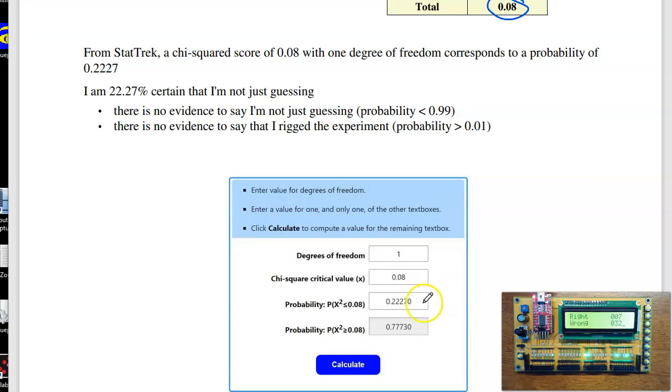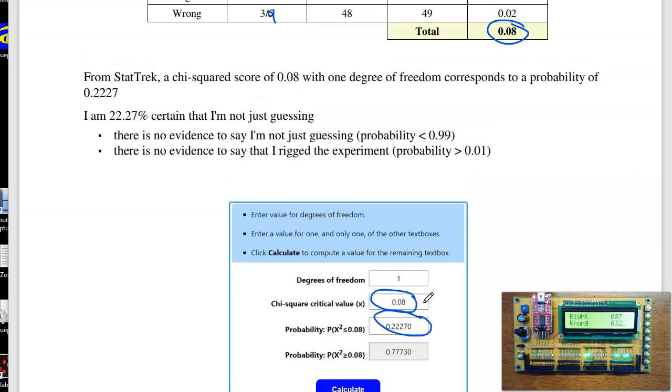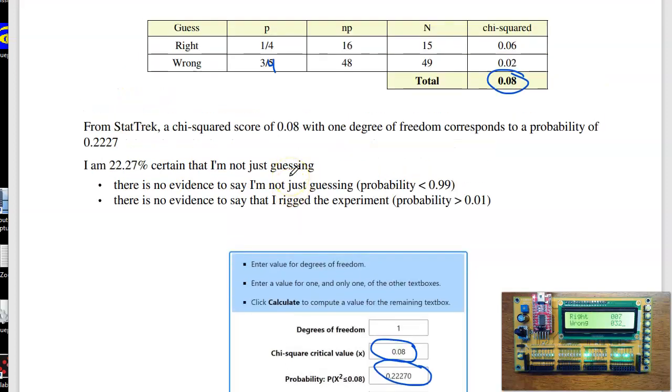And again, if the number is really, really small, it looks like I fudged the data. If it's really, really big, I'm not just guessing. I'm at 22%, so it looks like I'm pretty much just guessing. So sadly, it appears I'm not psychic. But anyway, that is homework set number 6 for 376, chi-square test.